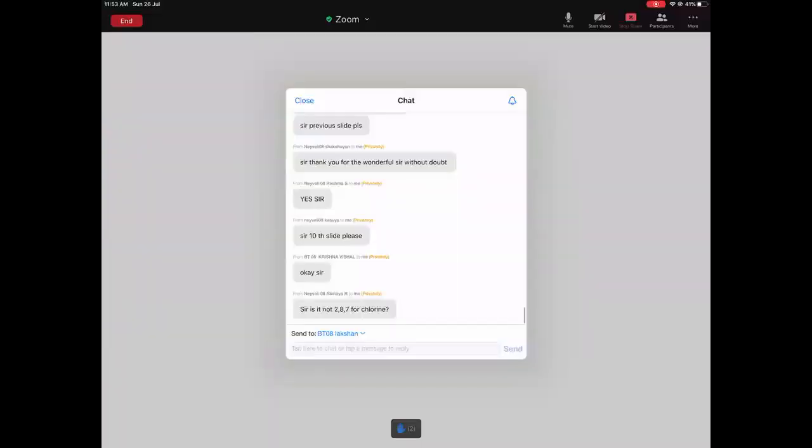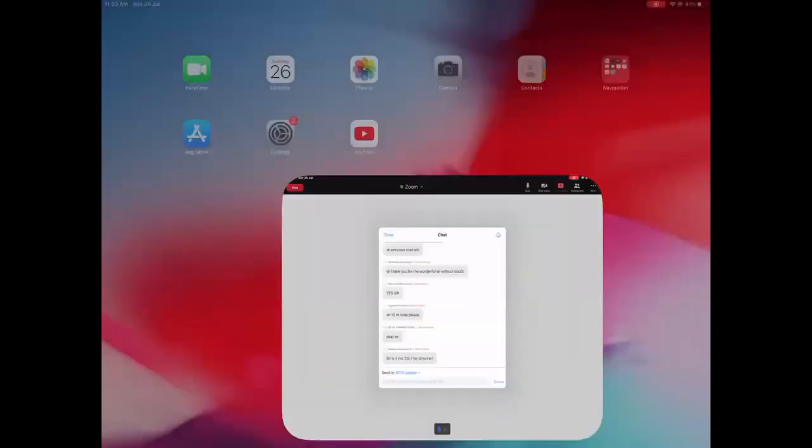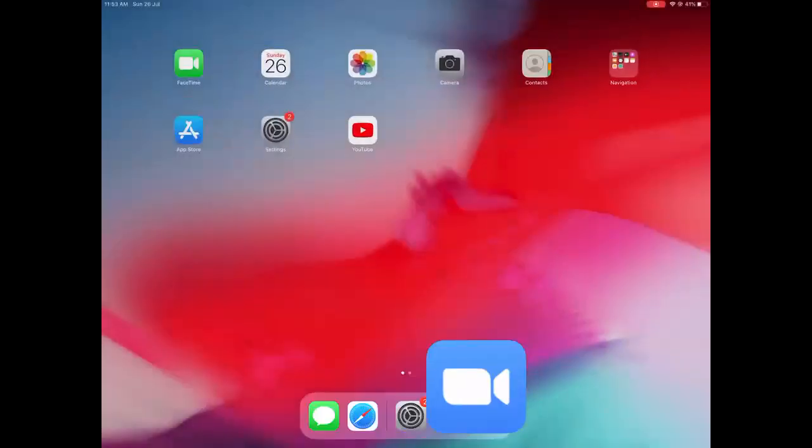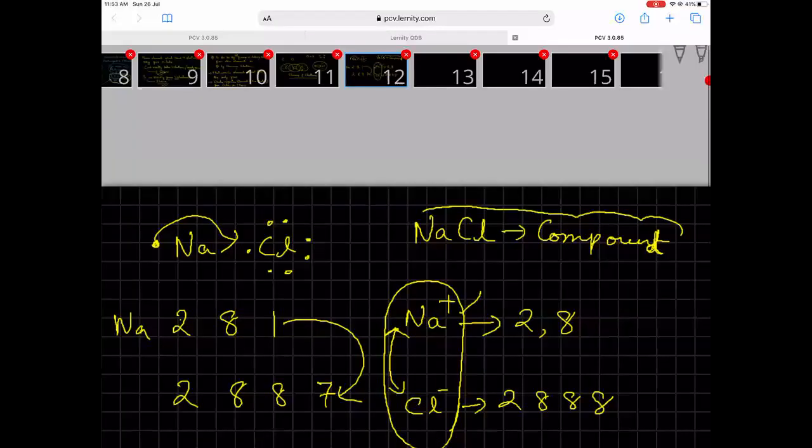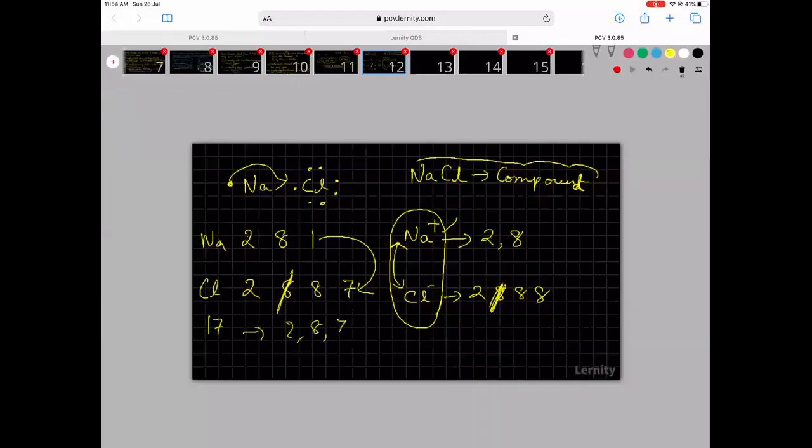Sir, is it not 2, 8, 7? I put an extra 8. Yeah, 2, 8, 7. Sorry. Chlorine is 17, so it is 2, 8, 7. It will get one more and become chlorine minus. Chlorine minus is 2, 8, 8. I put an extra 8 earlier. Be careful.